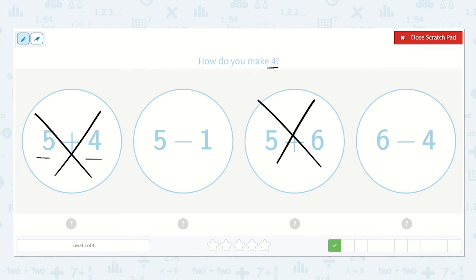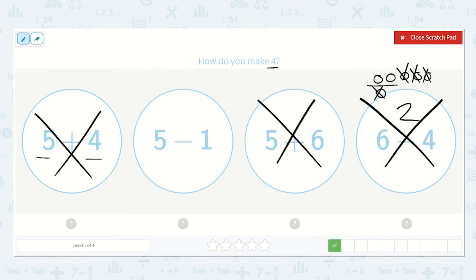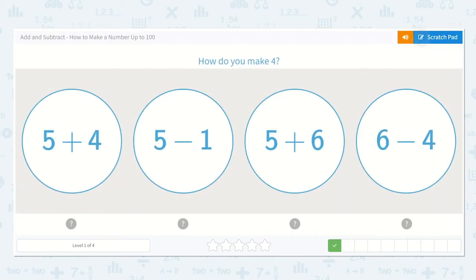Here we have 6 minus 4. So let's try that one. Let's draw 6 dots. 1, 2, 3, 4, 5, 6. And let's subtract 4. 1, 2, 3, 4. I'm only left with 2. So it's not this one either. Let's try this one. 1, 2, 3, 4, 5, and then we take away 1. We have 1, 2, 3, 4. That is the correct option.